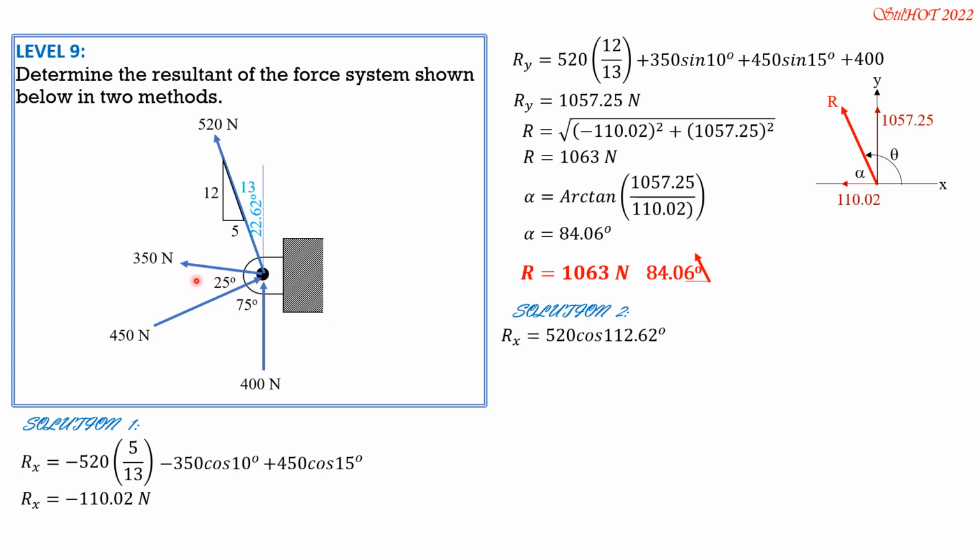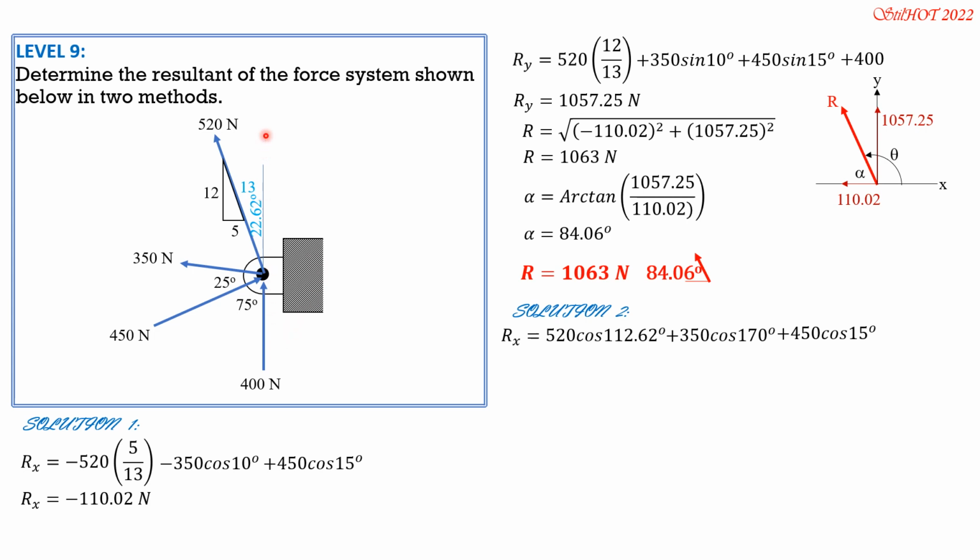Remember that 350 newtons is 10 degrees above the negative x-axis. So its angle from the positive x-axis is 180 minus 10, 170. So plus 350 cosine of 170. 170 is 180 minus 10, 10 degrees, the reference angle of 350. Then plus 450, because this is the positive x-axis and that's 15 degrees, so plus 450 cosine of 15 degrees.